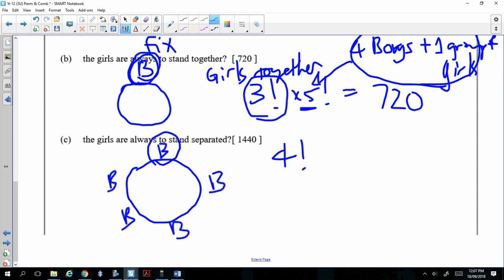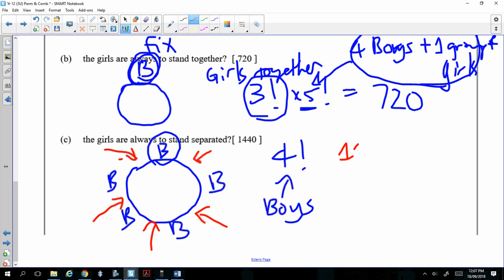And then what do I do with the girls? Where do you put them? You put them in between, right? So how many choices for the first girl? Yeah, how many choices for the first girl? 5 choices.